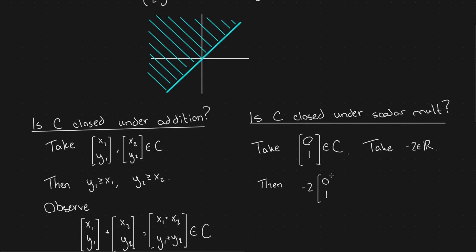So if I do the scalar vector multiplication, I get 0, negative 2. And that very clearly is not in C. The y value is not greater than or equal to the x value. Now the y value is smaller. Negative 2 is smaller than 0. So C is not closed under scalar multiplication.